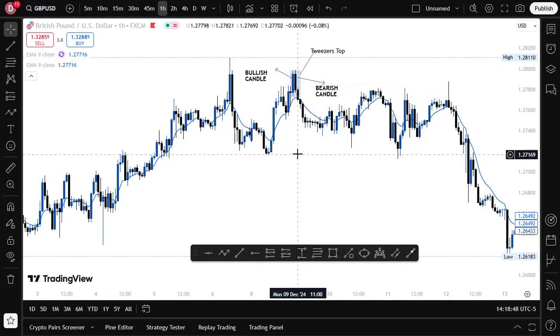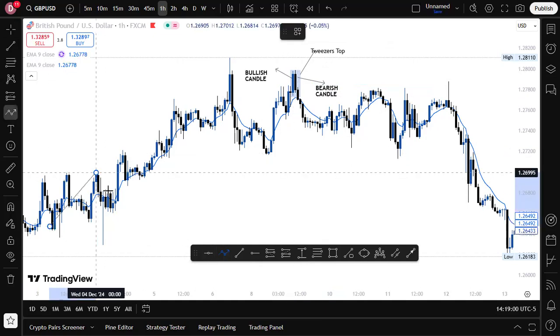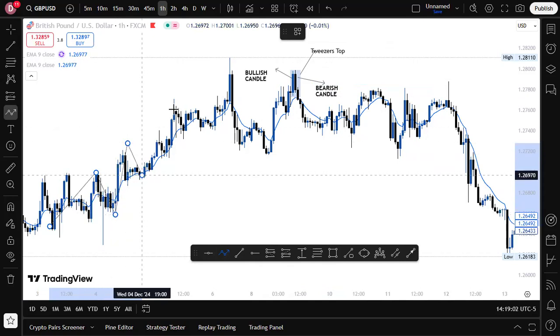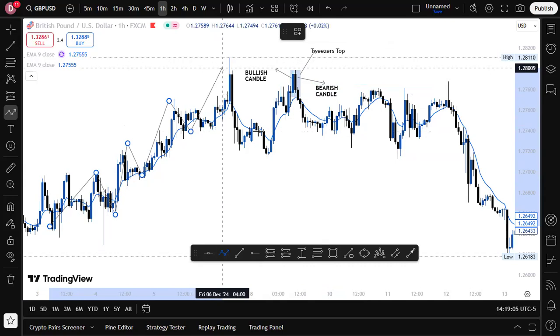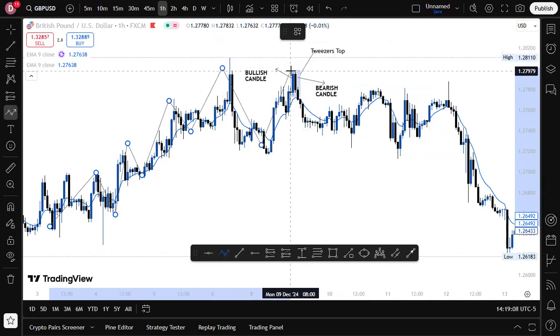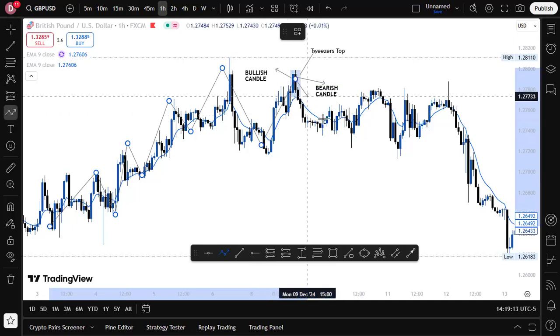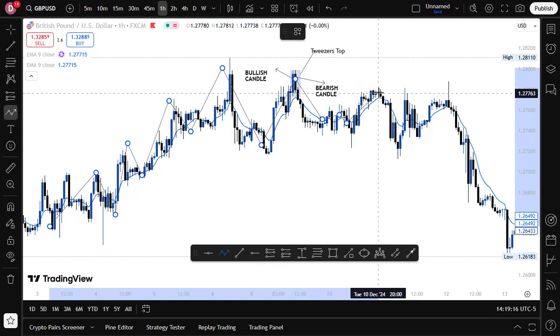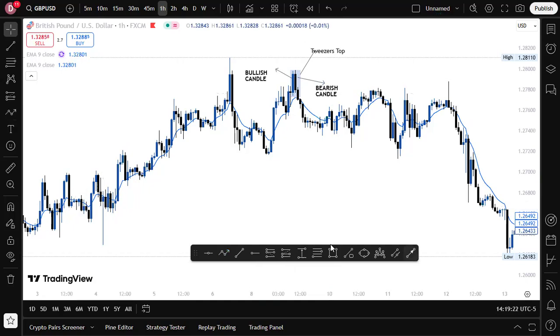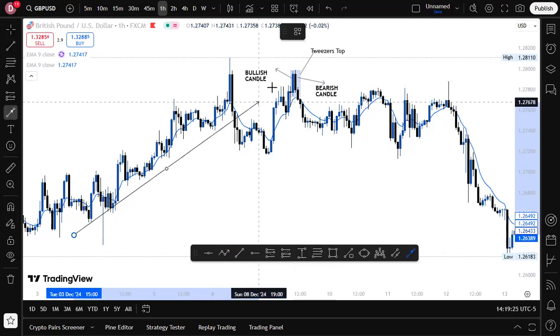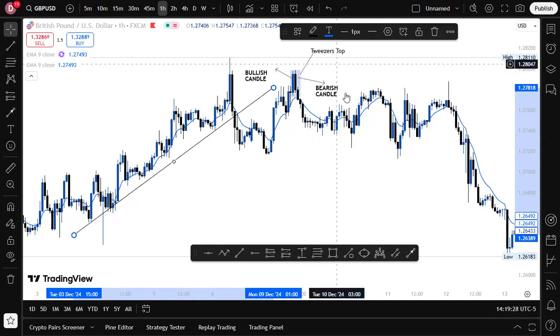And I told you, a tweezer top is a bearish reversal pattern which often occurs at the top of an uptrend. Now, if you look at this chart, we're actually moving up in price, right? We're moving up in price, and then it happened. So you can see it happened actually at the top. It's not like it happened here. It actually happened at the top of an uptrend because we're going up like this, and then this tweezer top happened at the top, signifying that a bearish reversal is about to happen.